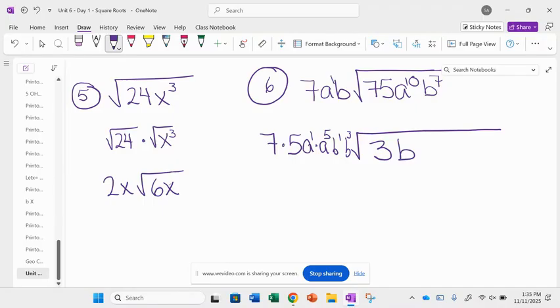So now on the outside, I'm going to have to multiply all of these. 7 times 5 is 35. A to the 1st times a to the 5th is a to the 6th. B to the 1st times b to the 3rd is b to the 4th, root 3b.